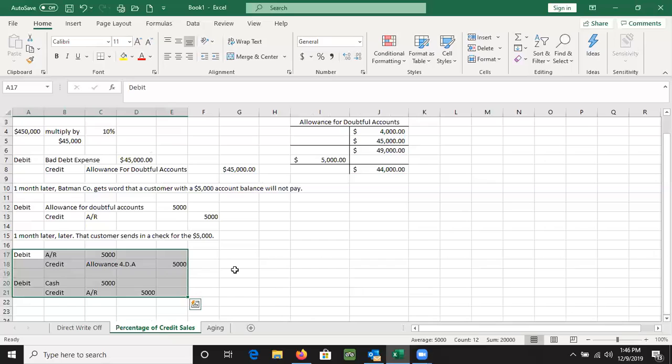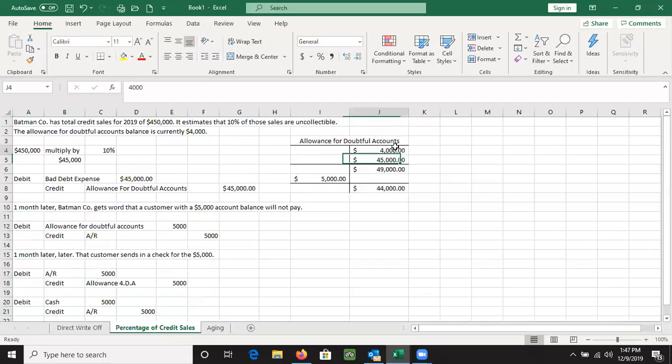The percentage of credit sales, since it is based off of 1 year in time, credit sales, it does not take into account the existing balance in allowance for doubtful accounts. Okay? So keep that in mind. Please, please, please keep that in mind when you're doing the homework.